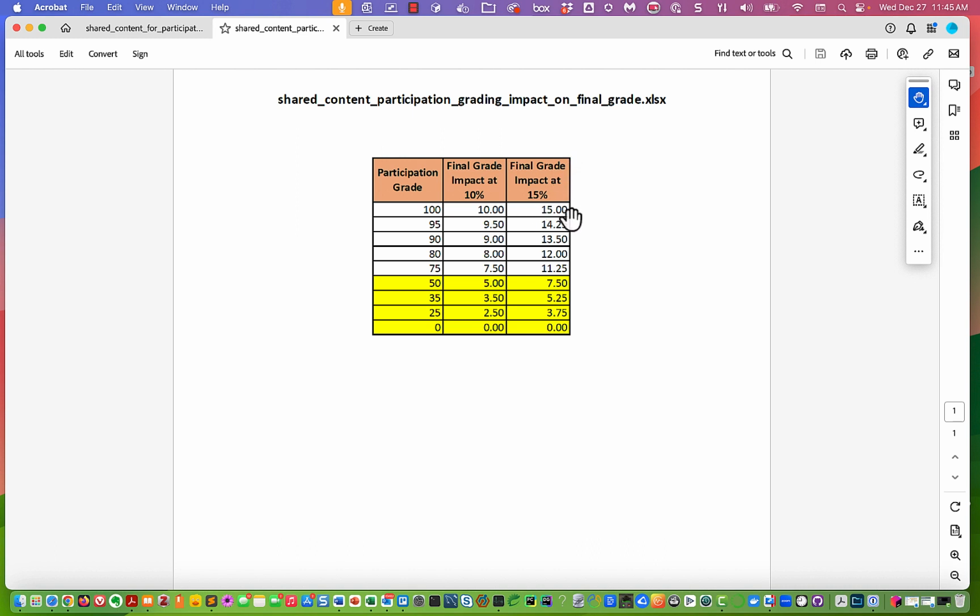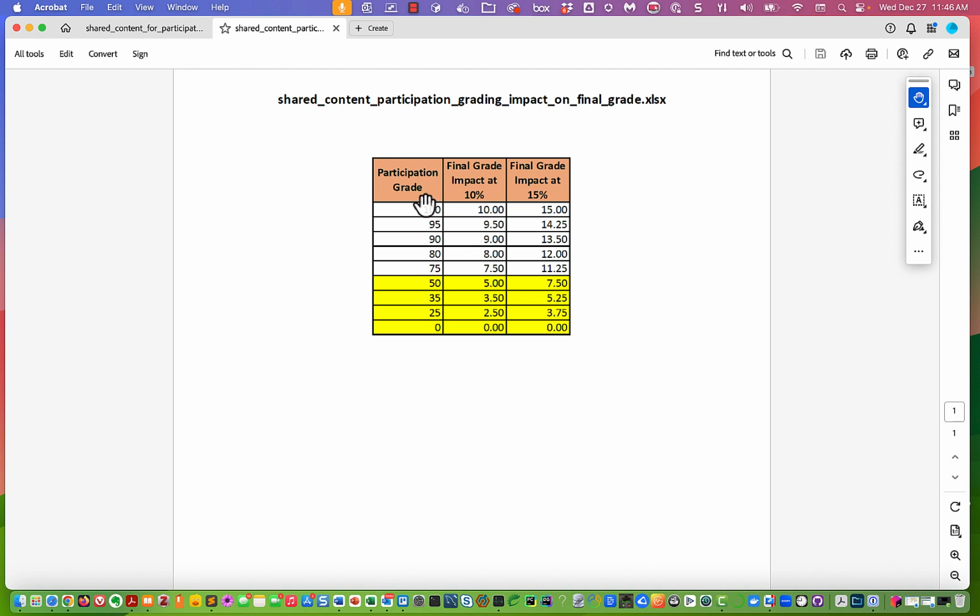If you're in a course where the participation grade makes up 15% of the final grade, then at 100%, you'd earn 15. It would have a 15-point impact on your final grade. That's a letter grade and a half, right? So that's like the difference between an A and a B minus. So these are big, right?